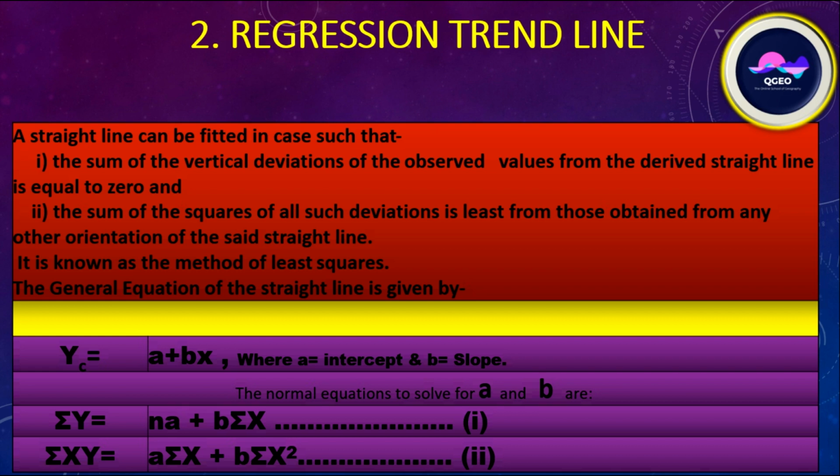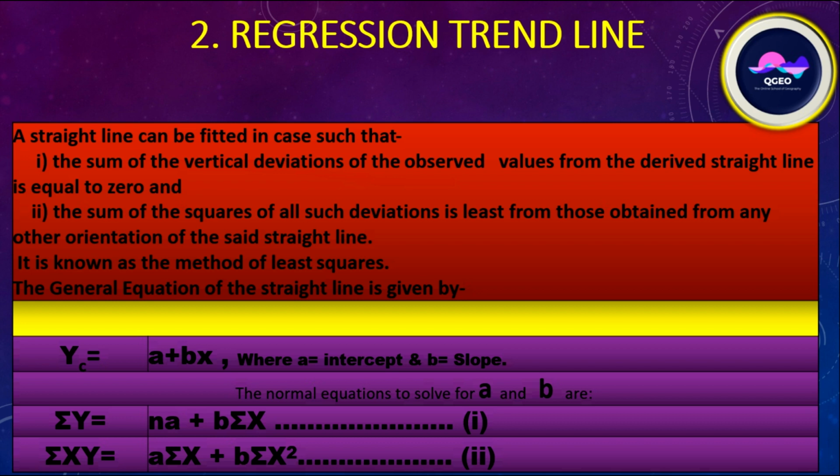A straight line can be fitted in such a case that the sum of the vertical deviations of the observed values from the derived straight line is equal to 0, and the sum of the squares of all such deviations is least compared with those obtained from any other orientation of the said straight line. It is known as the method of least squares.